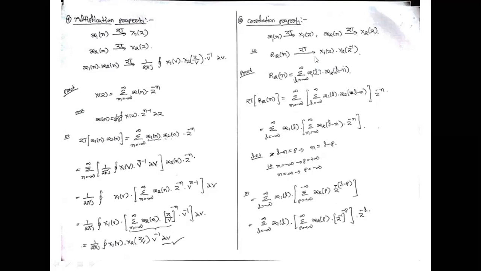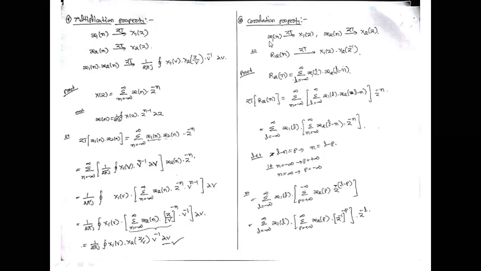And the next property, correlation property. Correlation means we know already correlation of two types. One is cross correlation and another one is autocorrelation. Cross correlation means two different signals. Autocorrelation means only one signal, a similar signal. Okay. Now what is the statement saying here?